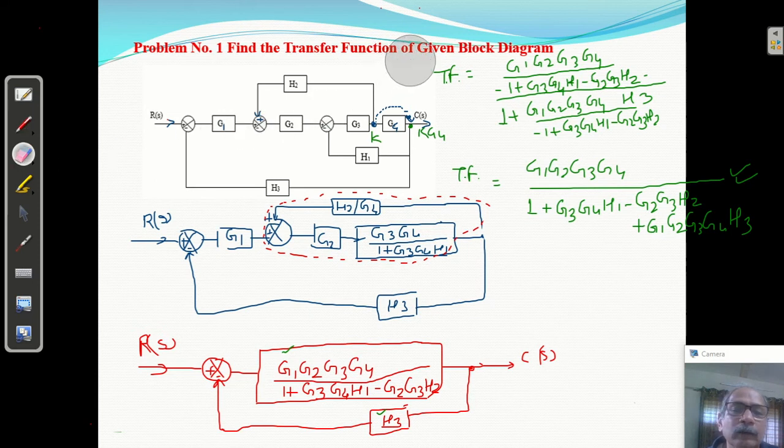Okay, so I'm stopping here. Next problem I'm solving by block diagram reduction technique. Second problem I'm taking.